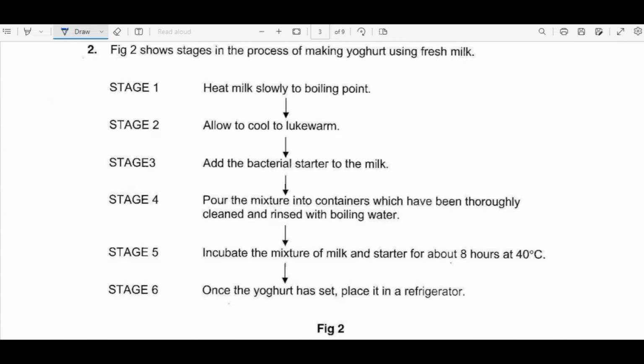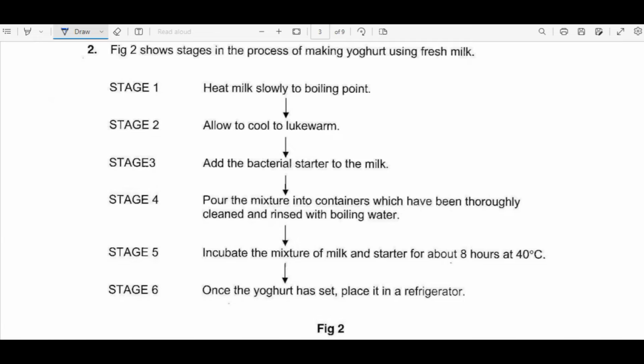We have question 2. Figure 2 shows stages in the process of making yogurt using fresh milk. So yogurt is a substance that is commonly known. We know this. Now here we have been given some stages that are summarized, and these stages give us the picture of what happens during the formation of yogurt. So yogurt is a dairy product. It means it is made from milk. Then we want to look at what stages are involved whenever yogurt is made from milk.